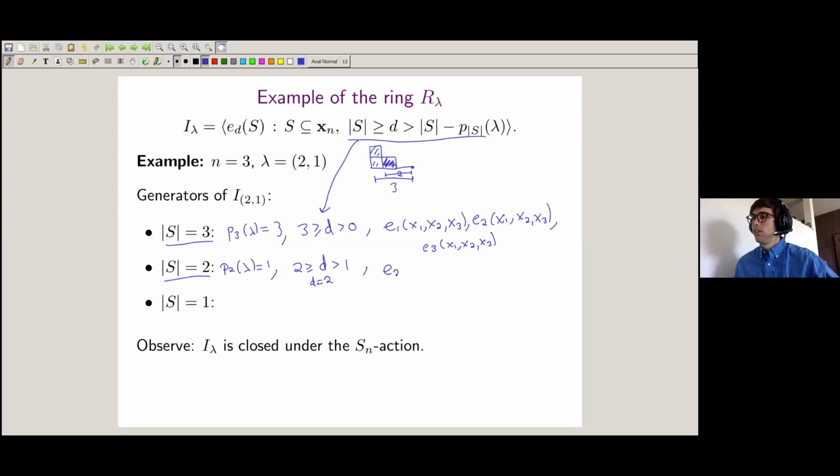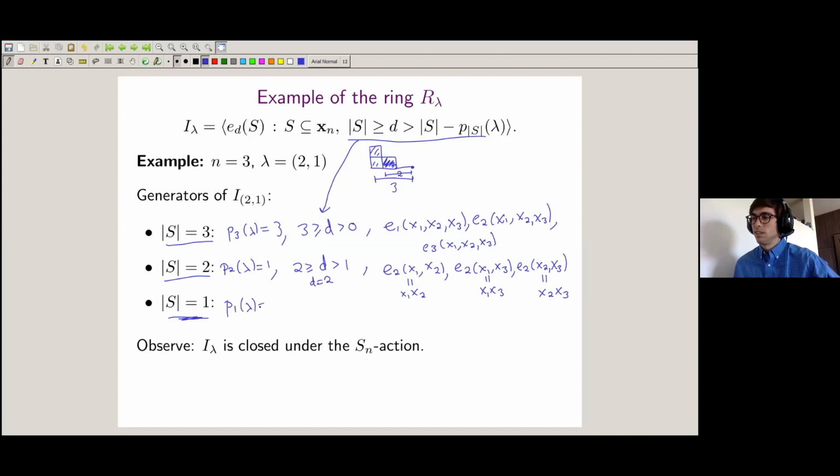So you get E2 of x1, x2, E2 of x1, x3, E2 of x2, x3. So this is just x1, x2. This is x1, x3. And this is x2, x3. And if you write down this condition, you'll see that basically it's no condition at all.